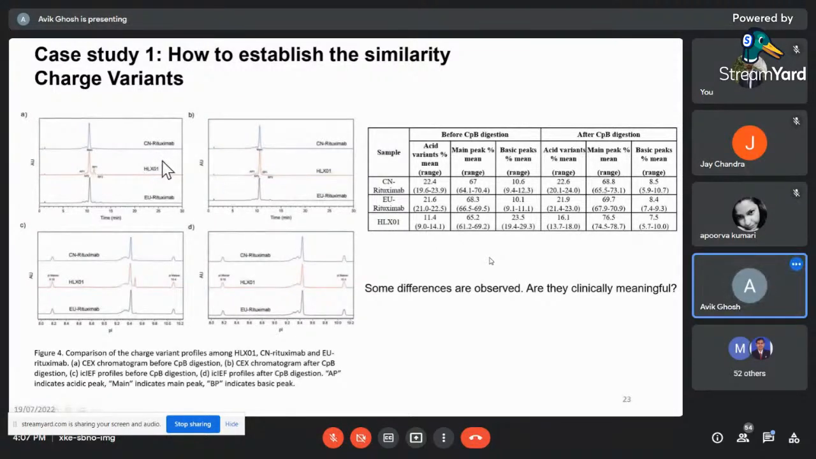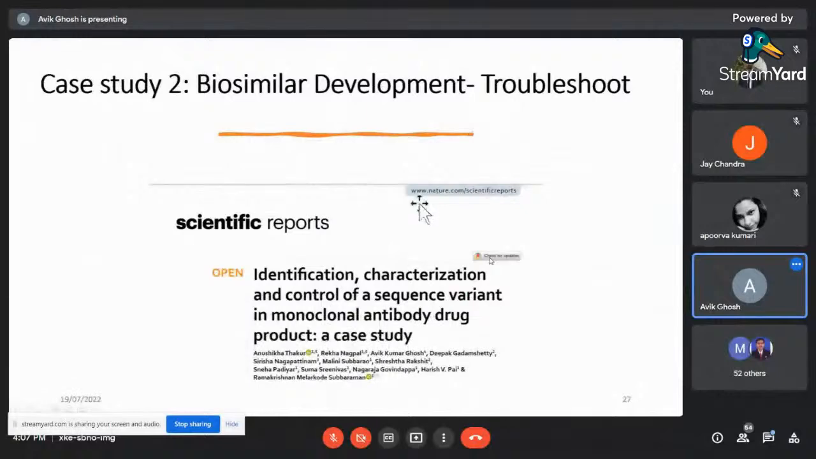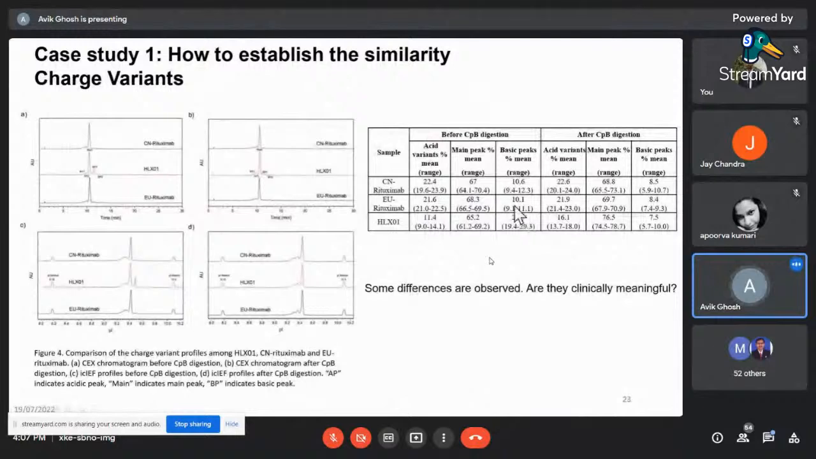As you see here, even in the profile itself, this BP1 is much higher than this BP1 in the cetuximab, and that is also shown in here. This is 23% over here versus 10% in the rituximab. Okay, so this is a difference. And also, in the acidic variant, this is low, 11%, and this is 21%. So there are differences. Is this clinically meaningful?